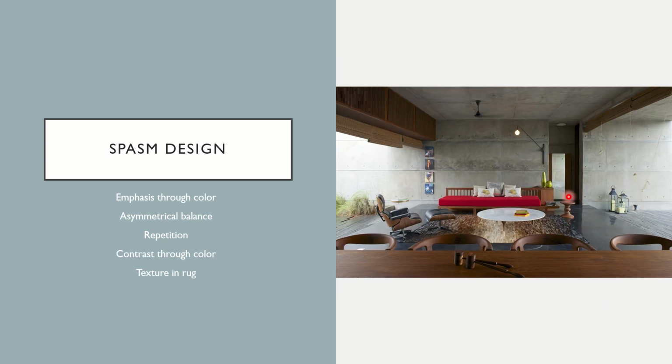Moving ahead, we can see the emphasis here with this red sofa and the asymmetrical balance is also there. Contrast with this black and the red shade and these bright pictures also, we can see the texture on the rug as well, and these blinds also.